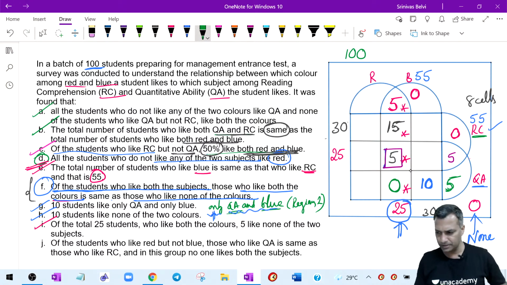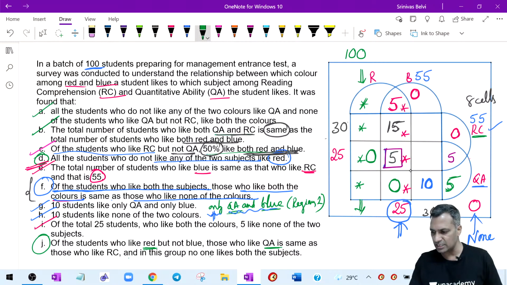Let's go to one last statement. Last statement, conclusion statement. Of the students who like red but not blue. So where are they? Here. These are the 4 cells. I'm talking here, this one. Of the students who like red but not blue, those who like QA is same as those who like RC. And in this group, no one likes both the subjects. All right, this is 0. No one likes both the subjects, which means I am under this red color. Of the students who like red but not blue, which means these 4 stars.